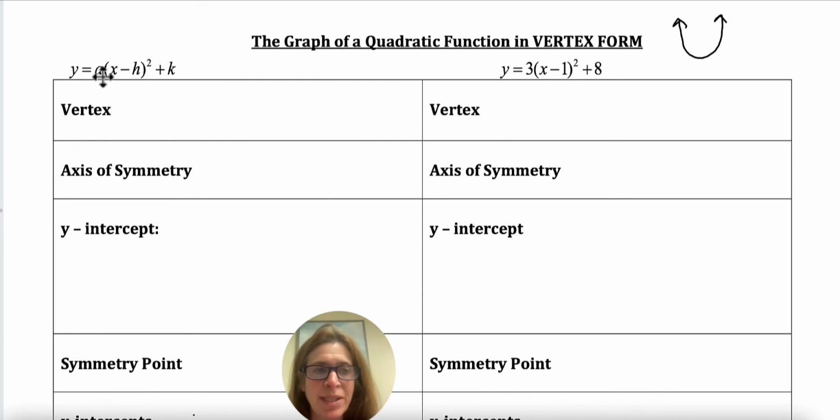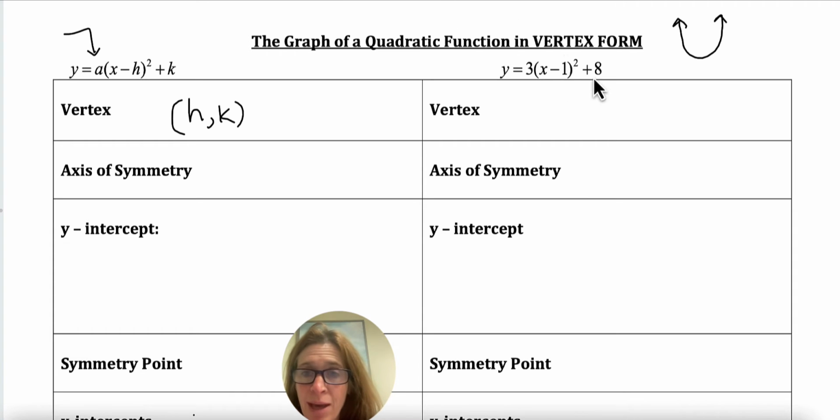So vertex form is going to be of the form y equals a(x minus h) squared plus k. So in class so far, you guys have already figured out that the vertex works out to be (h, k). So if I give you a function in this form with a binomial square, you know your vertex here would be then (1, 8). Now, the axis of symmetry of the graph is a vertical line that goes straight down the vertex.